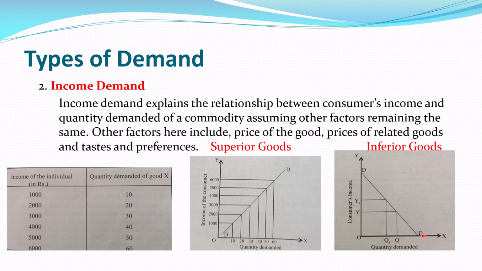Left to right downward sloping means there is a negative relation between the income of the consumer and the quantity demanded. When income increases, the quantity demanded decreases. When the income decreases, the quantity demanded increases. So they spend more on superior goods and less on inferior goods.